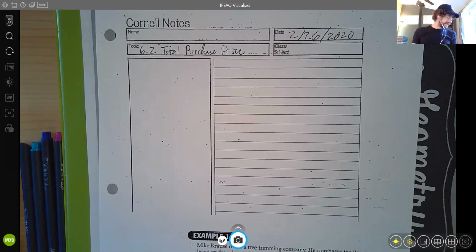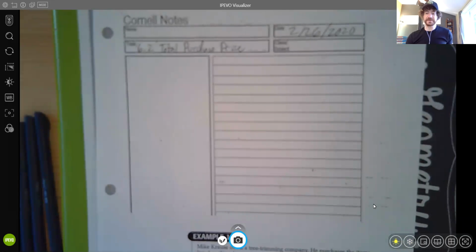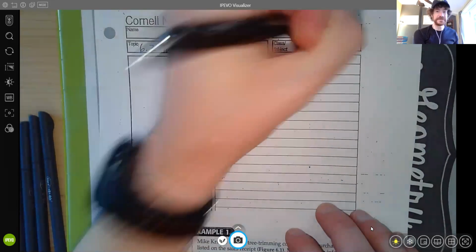Really all we're doing today is adding on the tax to the selling price to get the total purchase price. It's just an extra step from what we had yesterday. So let me get this date corrected here. Today's the 15th.